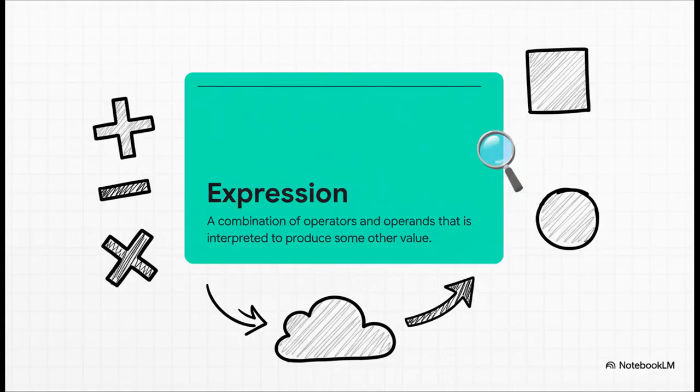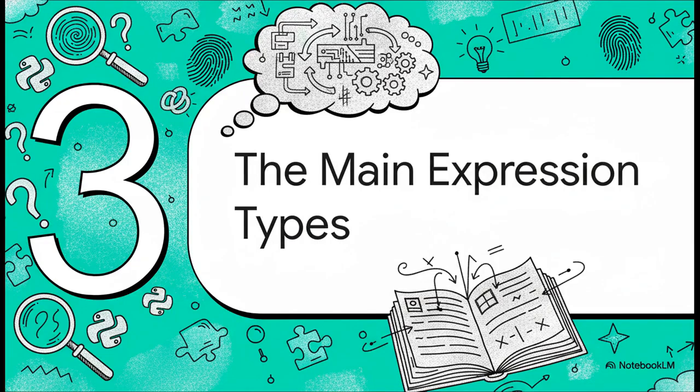So, what even is an expression? Well, here's the textbook definition, but let's break it down. The operators are just the symbols, like plus, minus, times. The operands are the actual values they work on. The numbers, like 10, 3, and 4. You put them together and you've got an expression that Python has to figure out to give you one single final value. Okay, but it's not quite that simple because not all expressions are created equal.